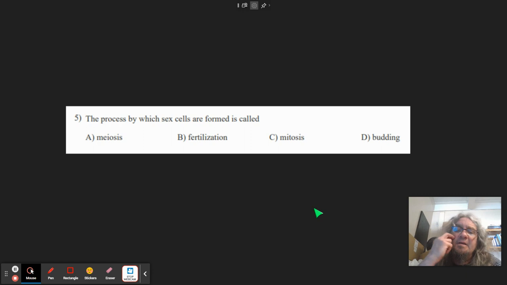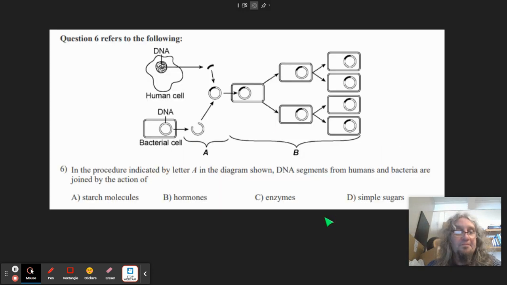Question five. The process by which sex cells are formed is called A, meiosis, B, fertilization, C, mitosis, D, budding. Question six refers to the following. In the procedure indicated by letter A in this diagram, DNA segments from humans and bacteria are joined by the action of A, starch molecules, B, hormones, C, enzymes, D, simple sugars.